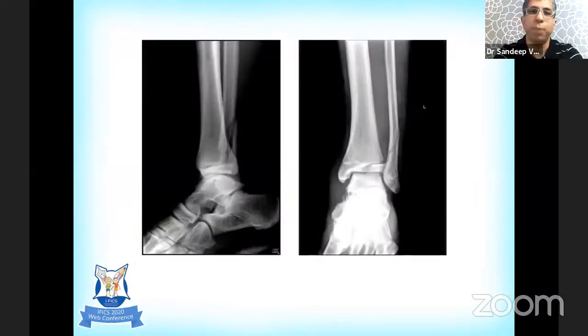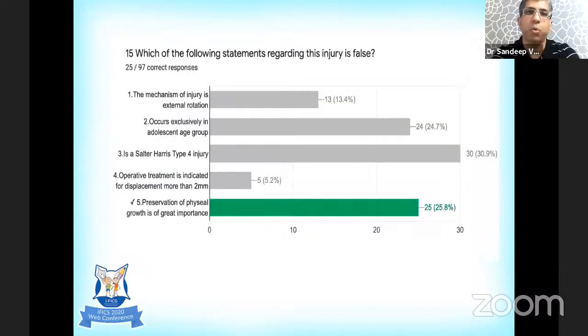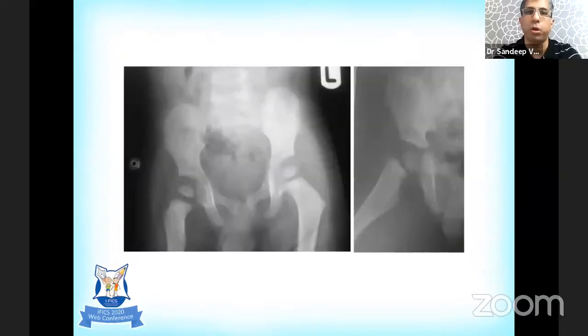The next question was pertaining to this X-ray, which is an X-ray of a triplane fracture. The question asked was, which of the following statements regarding this injury is false? And the correct answer is option number 5, that is preservation of facial growth is of great importance. We know that triplane fracture occurs towards the end of skeletal growth. Therefore, there is not much growth remaining in the physis, and therefore it doesn't matter whether the facial growth is preserved or not.